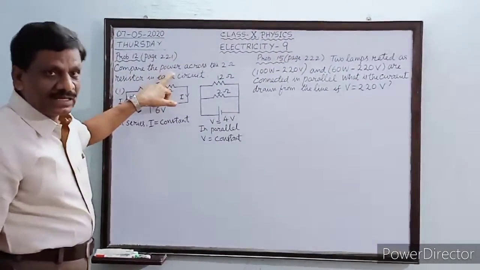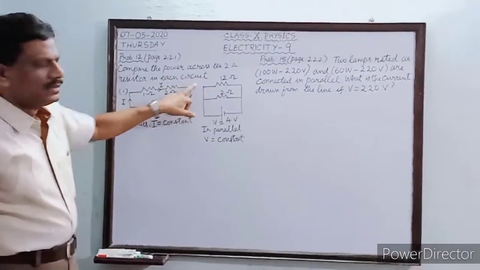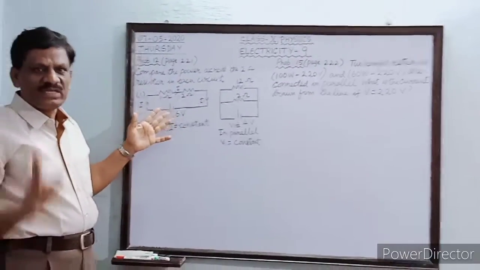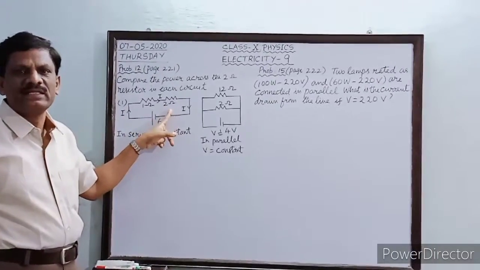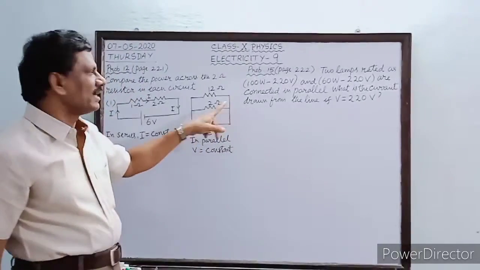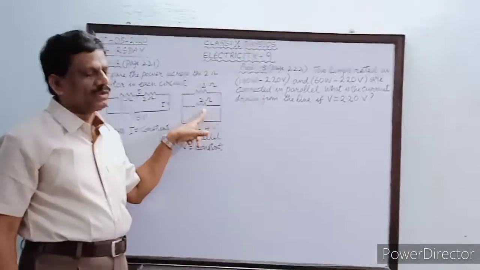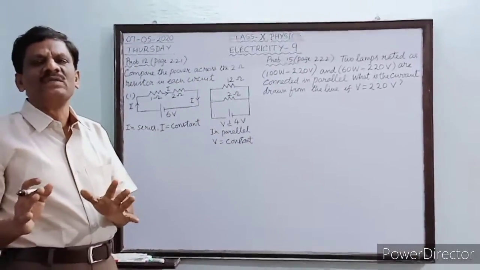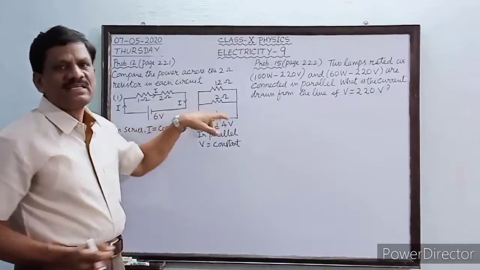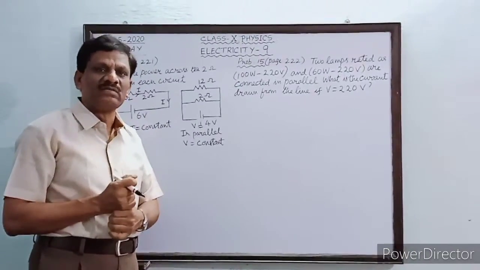Compare the power across the 2 ohm resistor in each circuit. So there are two circuits given to us. The first circuit consists of two resistors, 1 ohm and 2 ohm, connected in series. And the second circuit consists of two resistors, 12 ohm and 2 ohm, in parallel. Now how much power will be dissipated across the 2 ohm resistor only, we have to find out.